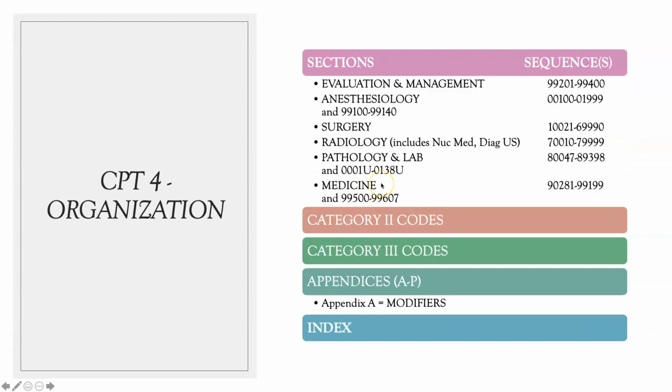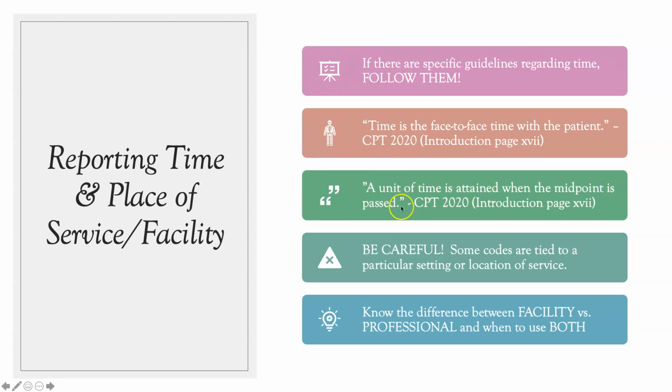Okay, so a unit of time is attained when the midpoint is passed. This is another rule. If your unit of time is 30 minutes, at 16 minutes, you can use that full 30 minutes. Another example would be if your unit of time is 1 hour and the patient and provider have been together face-to-face for 31 minutes, and that's what's documented by the provider, then you can go ahead and use that 1 hour. If it's under 31 minutes, then you can't use that full unit of time. So you just want to do that.